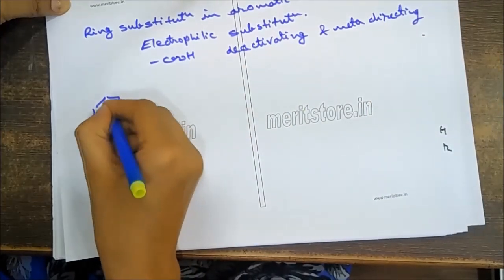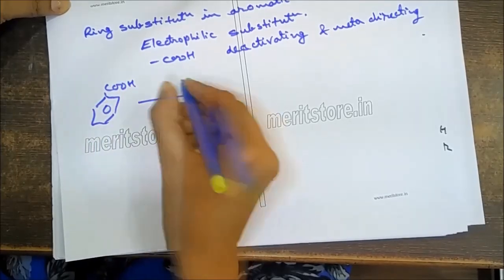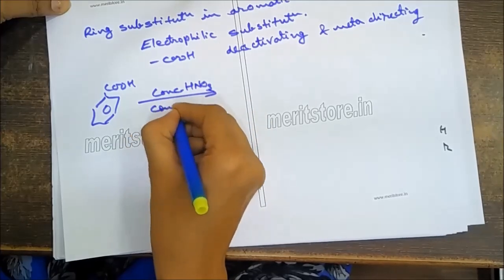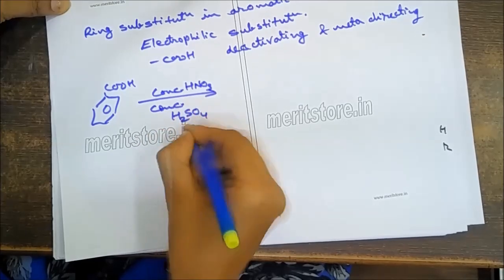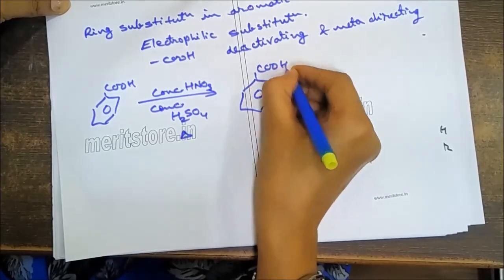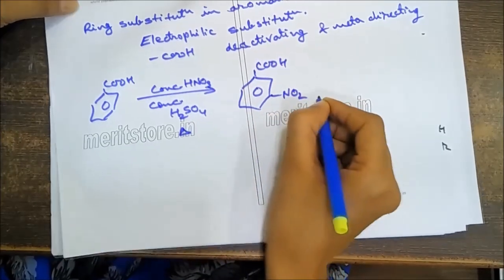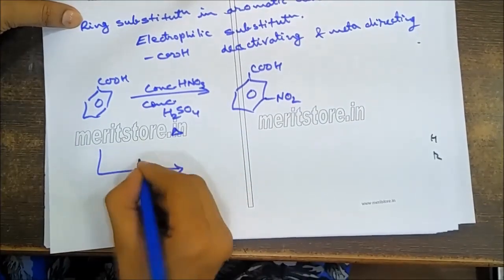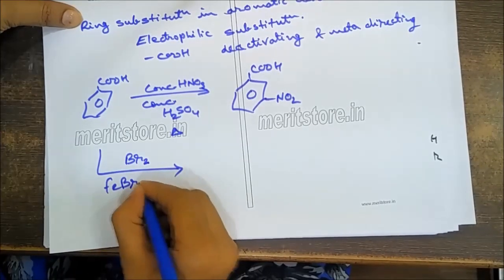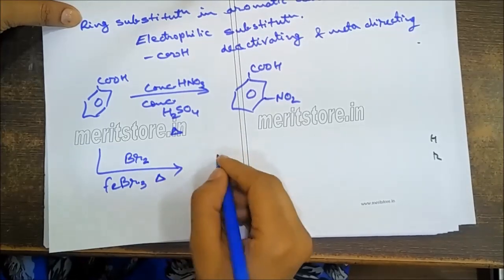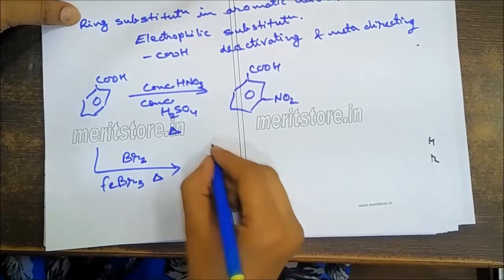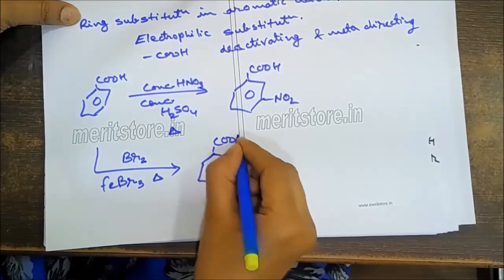So, when we react benzoic acid in presence of concentrated nitric acid and concentrated sulfuric acid, and on heating, it will give meta-nitrobenzoic acid. If we react benzoic acid with bromine and heat with FeBr3, that is ferric bromide, we'll get meta-bromobenzoic acid.